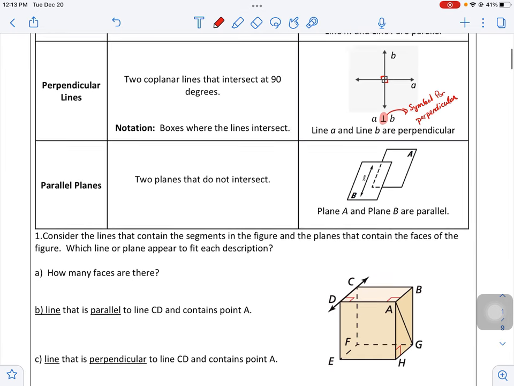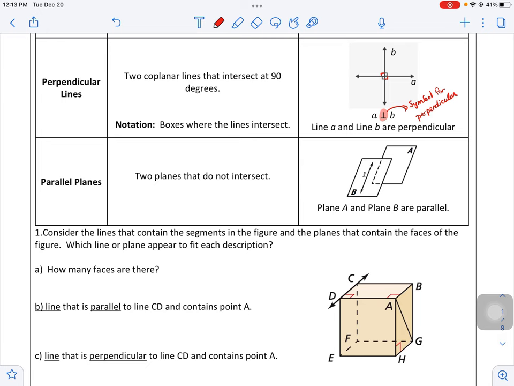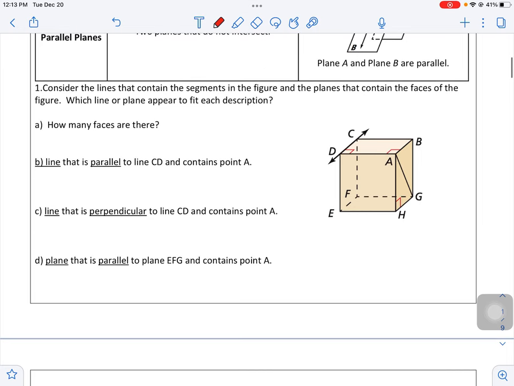Okay. Parallel planes. Parallel planes are just two planes that don't intersect. They are going to run next to each other and never cross. So parallel planes never cross. Number 1 says, consider the lines that contain the segments in the figure and planes that contain the faces of the figure. Which line or plane appear to fit each description? So how many faces are there? Now this is a cube. So cubes have 6 sides: 4 around the side, 1 on top, 1 on the bottom. That makes a total of 6 faces.